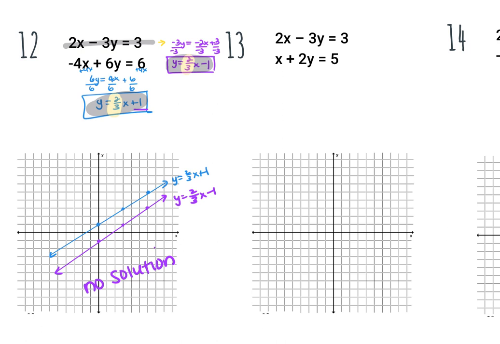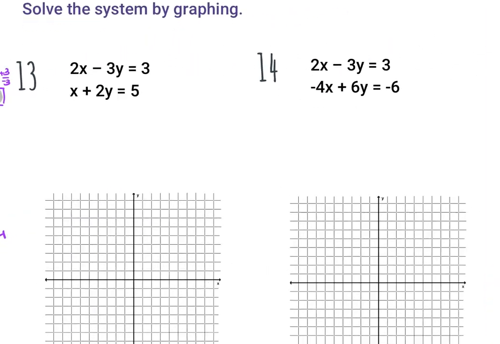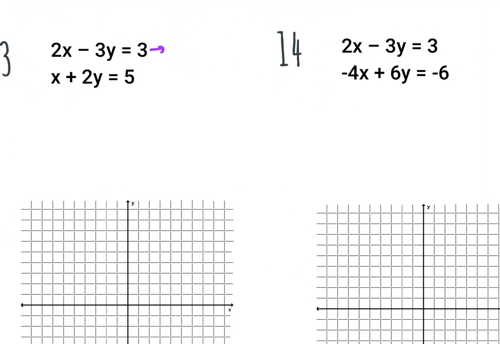All right, go to 13. So same thing. I'm going to isolate the y in both the top and the bottom. So I'd get -3y equals -2x plus 3. Divide everything by -3. Y equals 2/3 x minus 1.